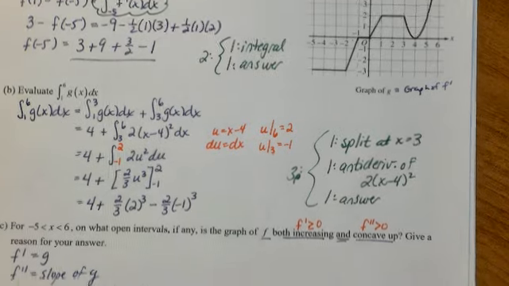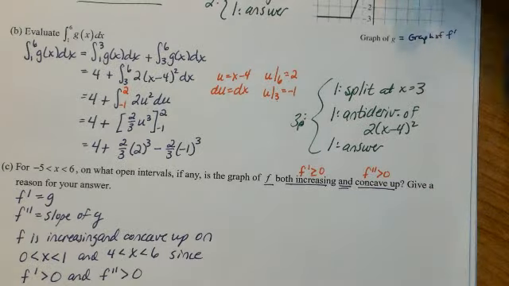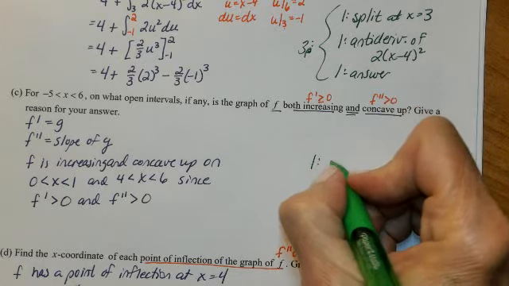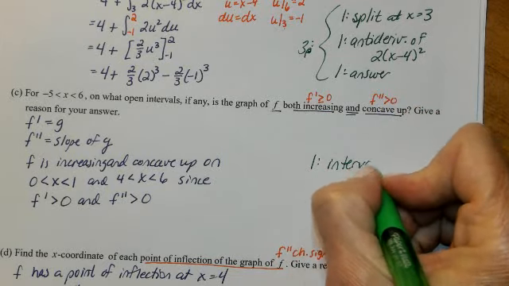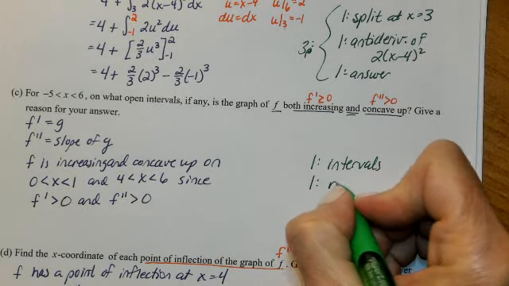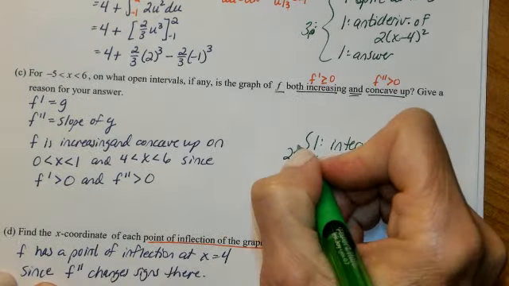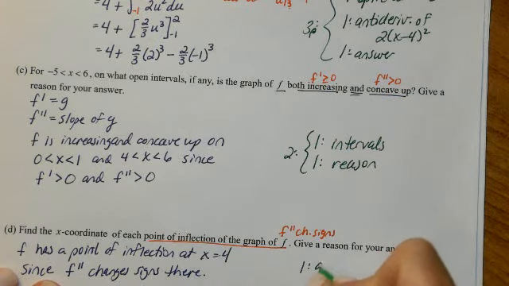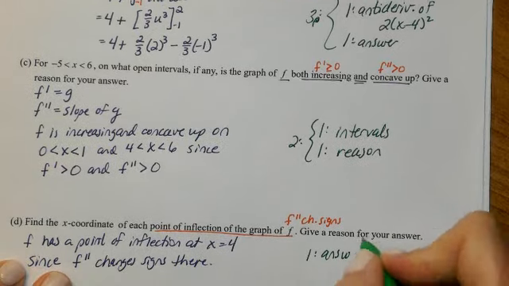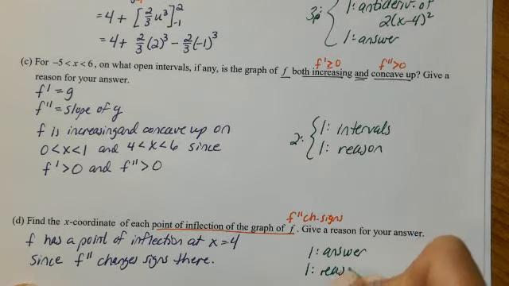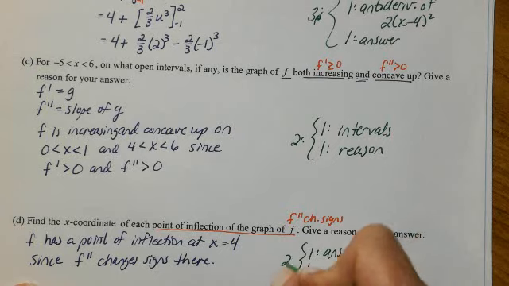For part C, this was worth 2 points. 1 point for the intervals and 1 point for your reason. And in part D, 1 point for your answer, 1 point for your reason. 2 points. So that's how that one was scored.